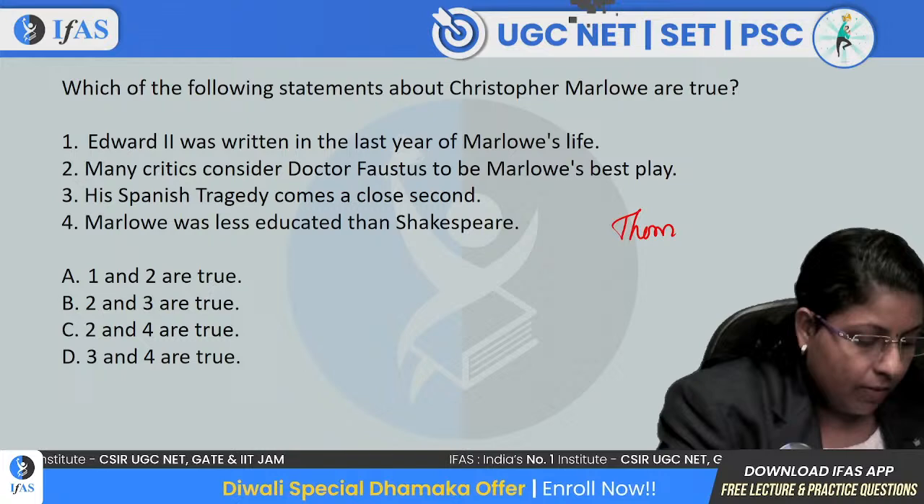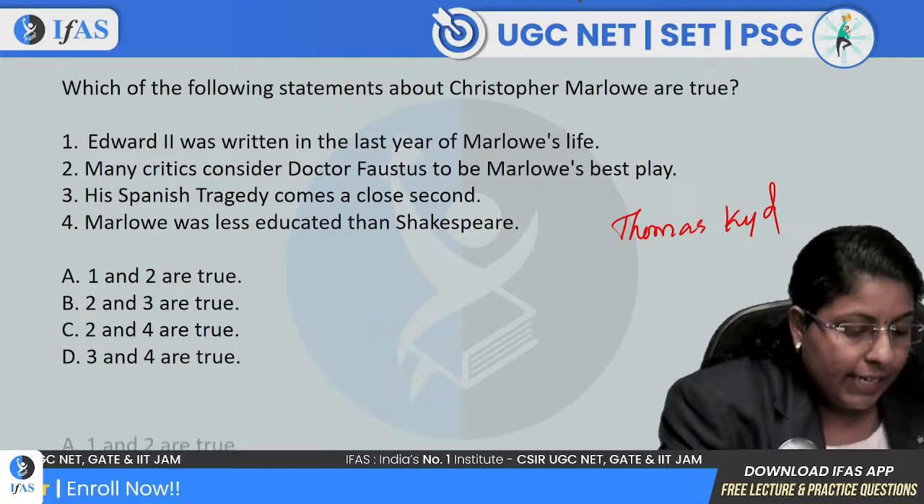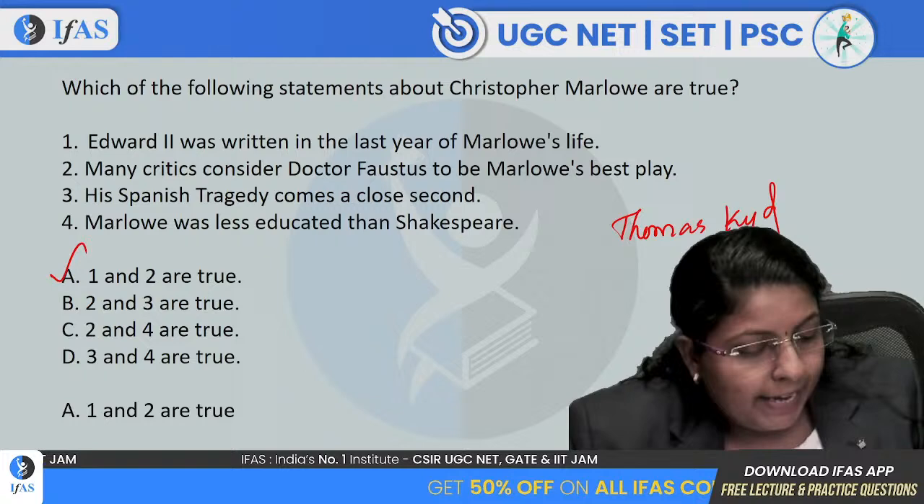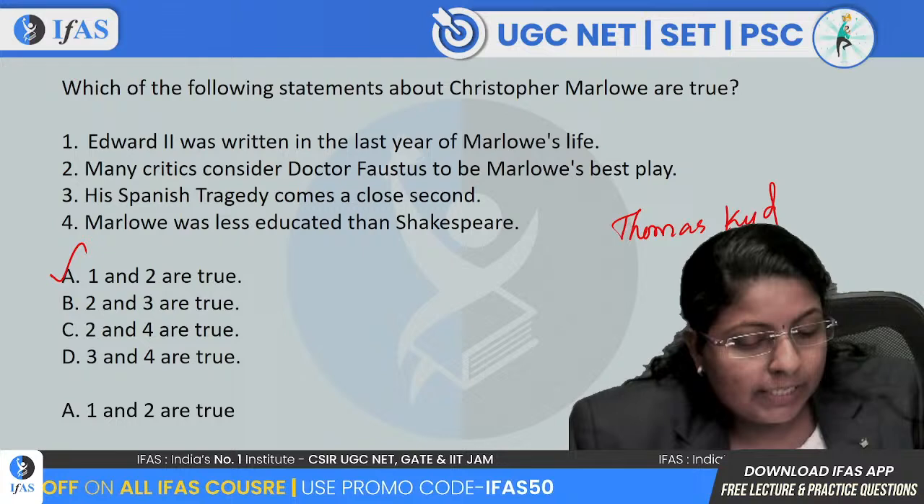Okay, so let's see the right answer. A is the right answer. Edward II is written by Marlowe, and many critics consider Dr. Faustus to be Marlowe's best play. His Spanish Tragedy comes a close second. That is false, because Spanish Tragedy is written by Thomas Kyd.